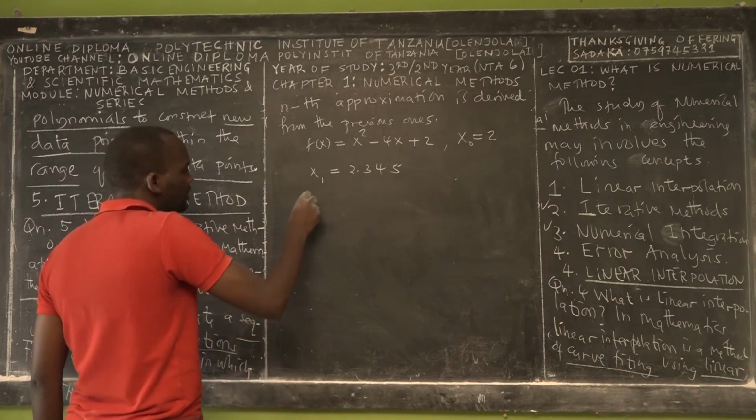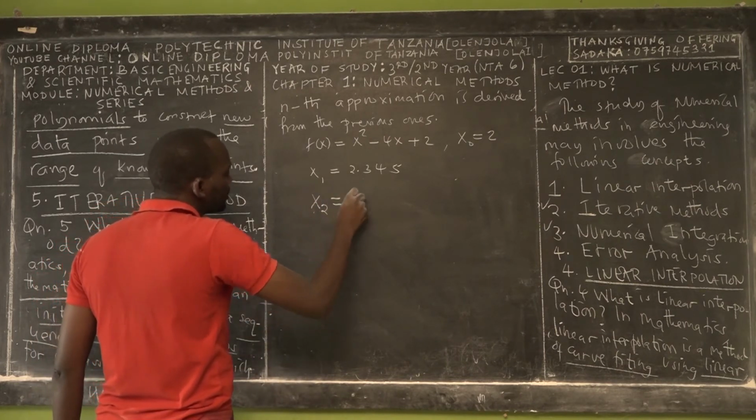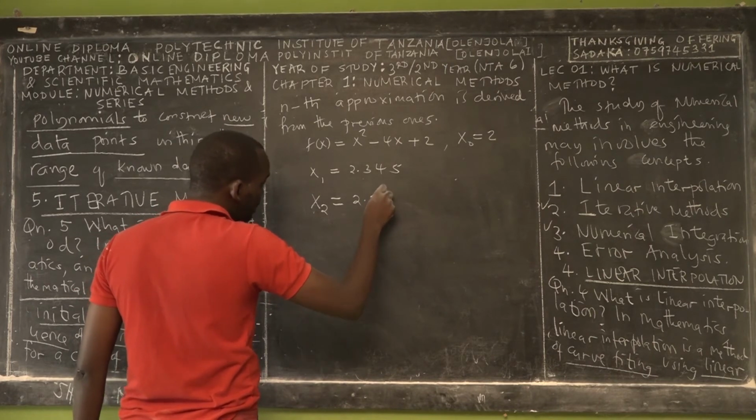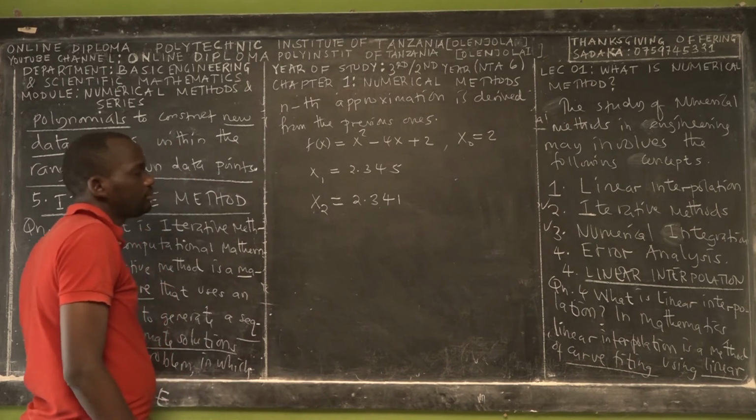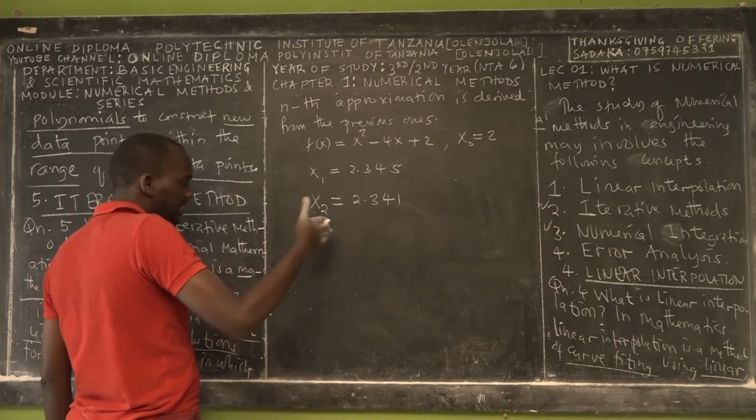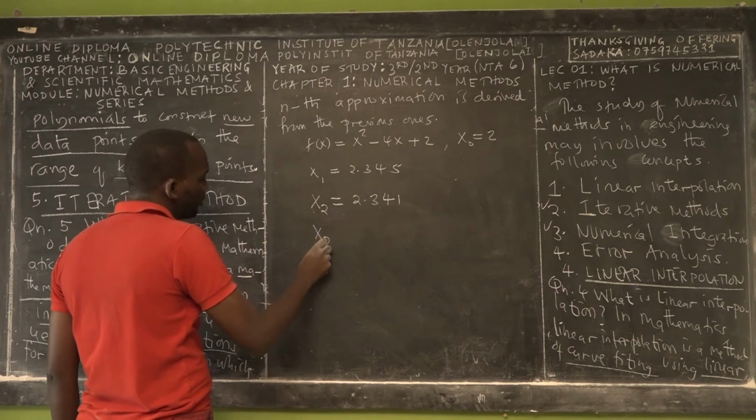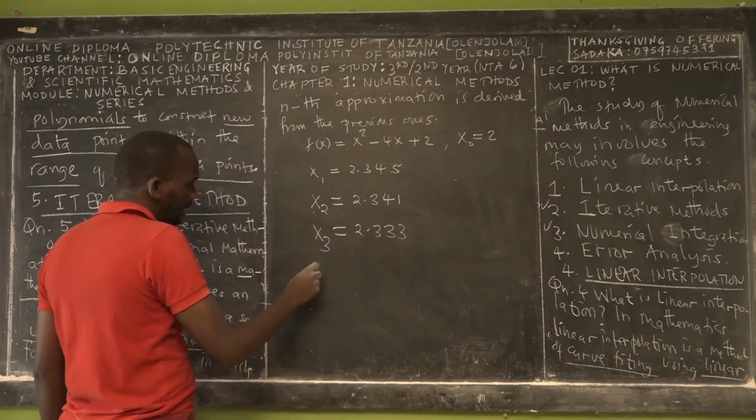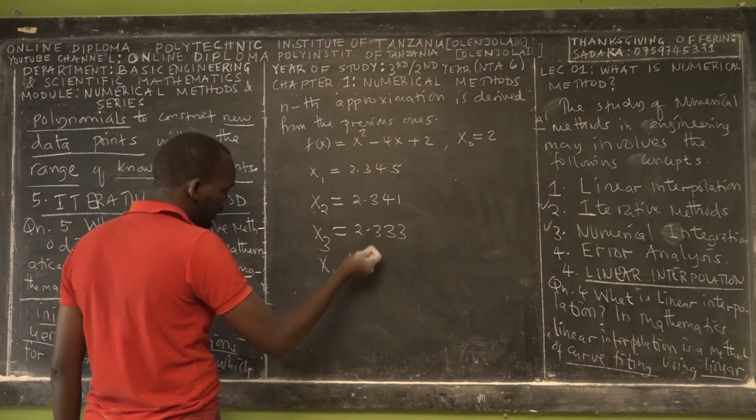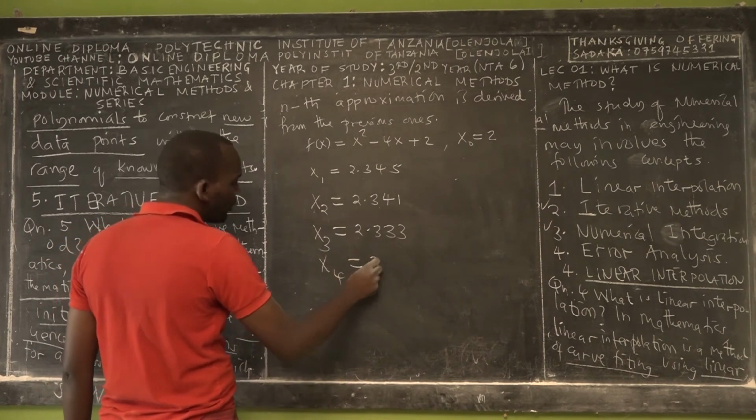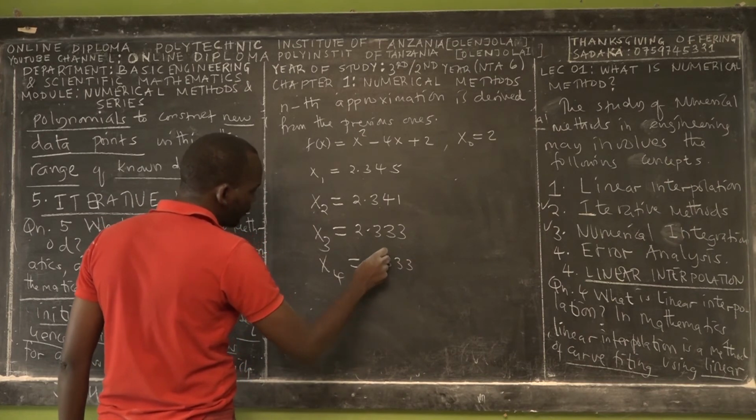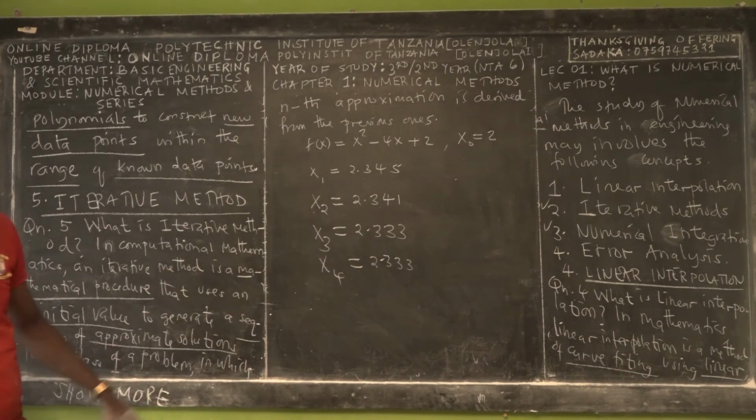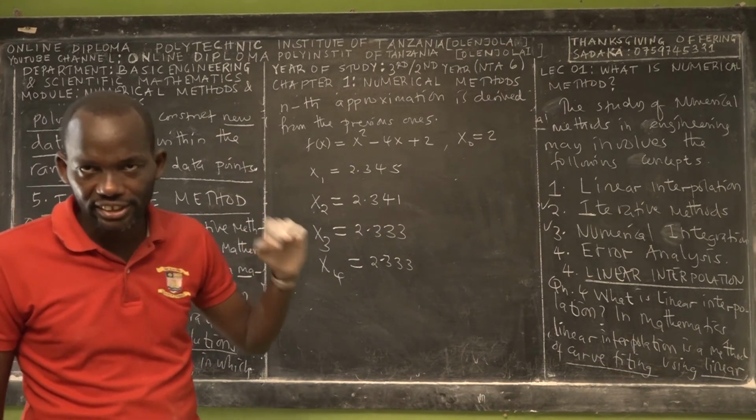So for the next iteration, you can find, let's say, x2 is equal to 2.3, possibly 3, let's say 4, 1. Then this one becomes the initial value for the next iteration. So you can find that x3 is 2.333. And maybe this one becomes the initial for the next iteration, so you can find x4 is equal to 2.33. So when you find that x3 is equivalent to x4, then the root of this function is 2.333.